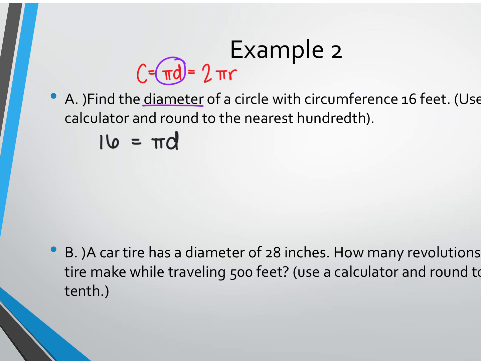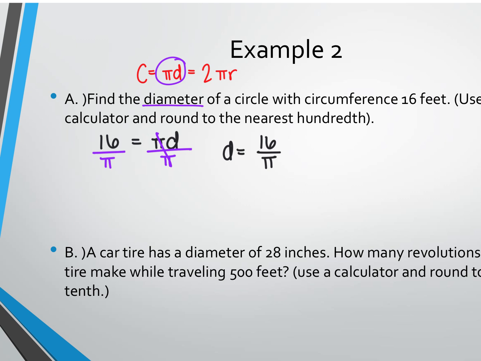Anybody? What do I have to do first? Okay, pi times diameter. How do I get my diameter by itself? Divide by pi on both sides of my equal sign. They're going to cancel out. And my answer for my diameter is going to be 16 over pi.